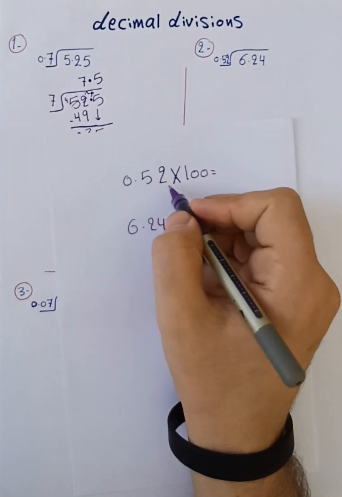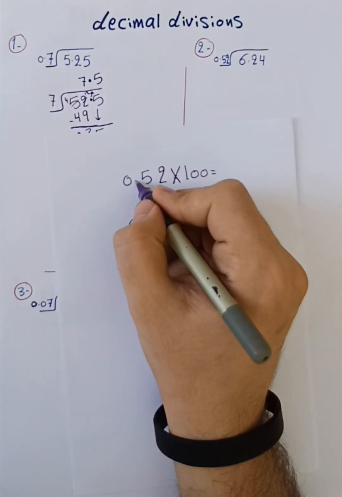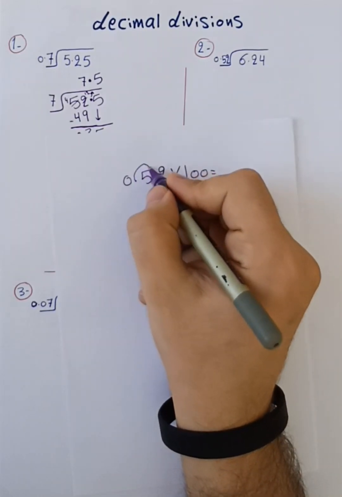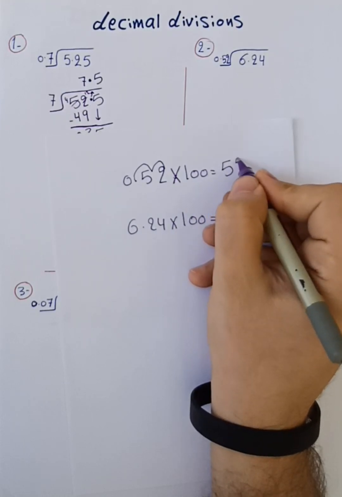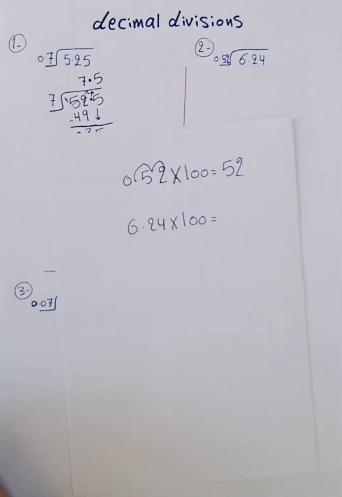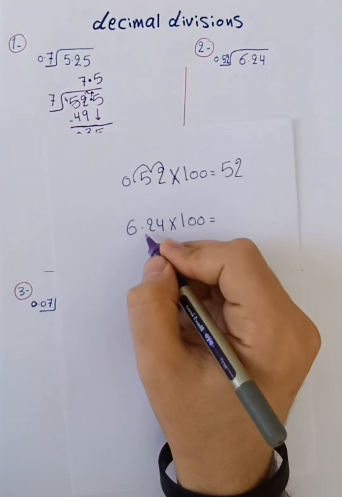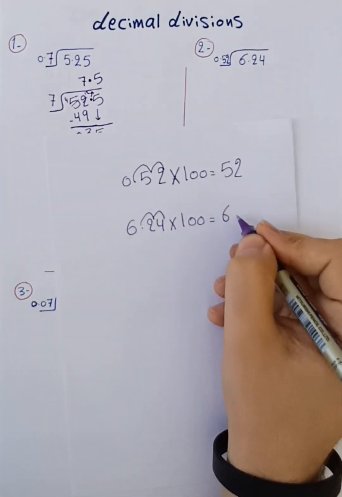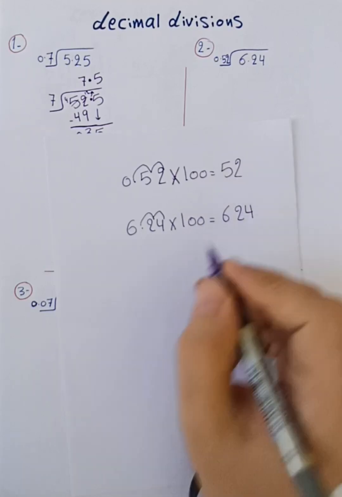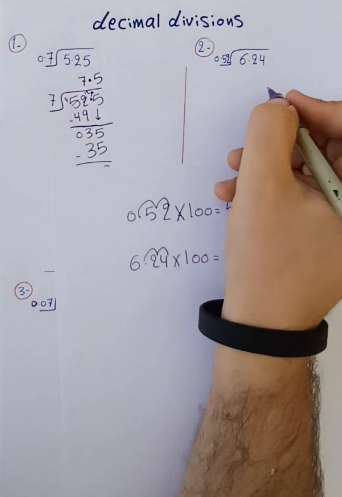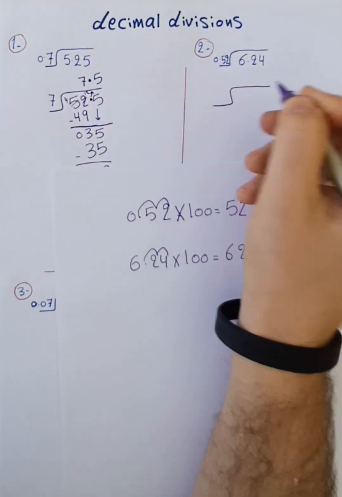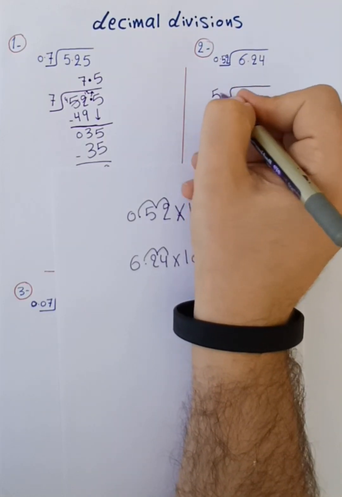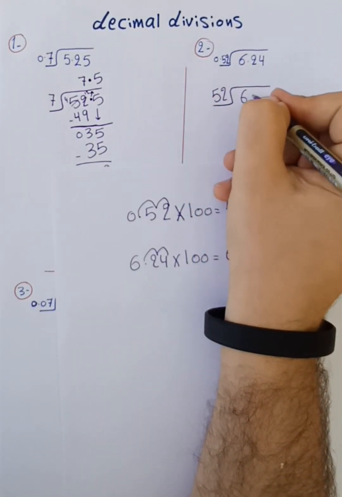When we multiply this decimal number by 100, this decimal point moves two steps to the right. 1, 2. So 0.52 becomes 52 and 6.24, this decimal point moves two steps to the right, becomes 624. Now the new numbers we have are 52 and 624.